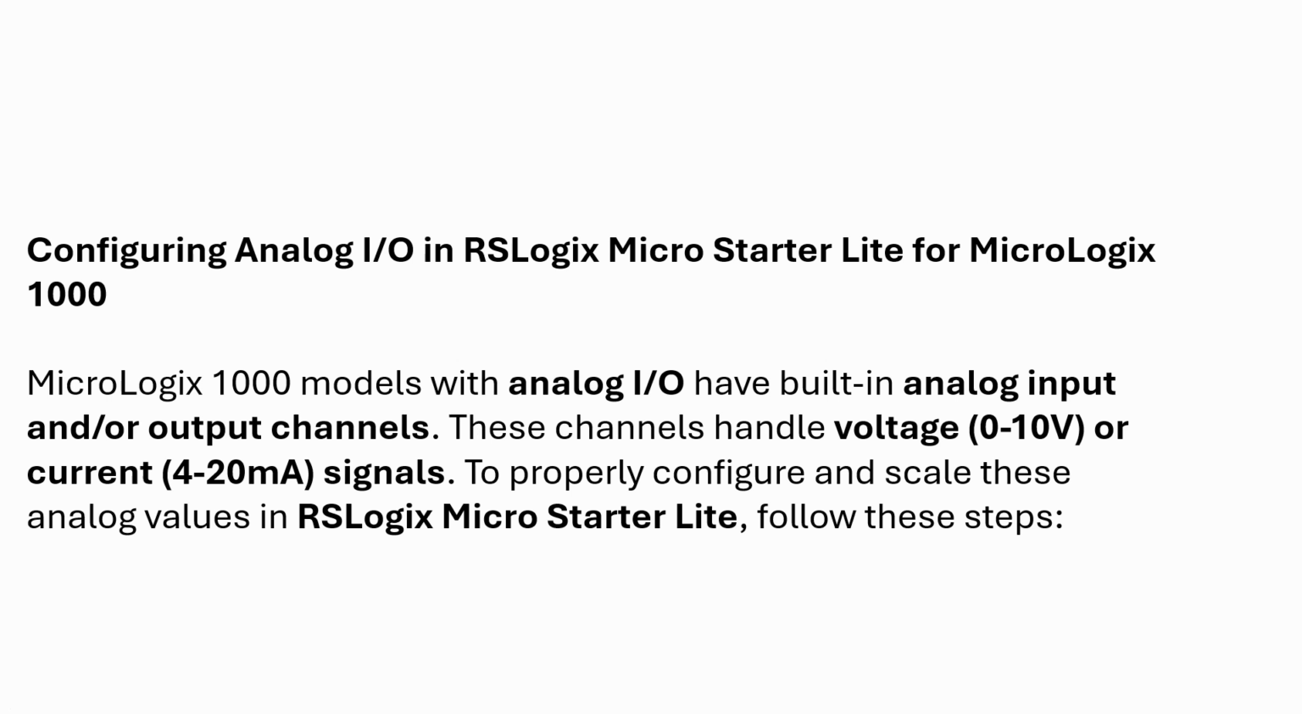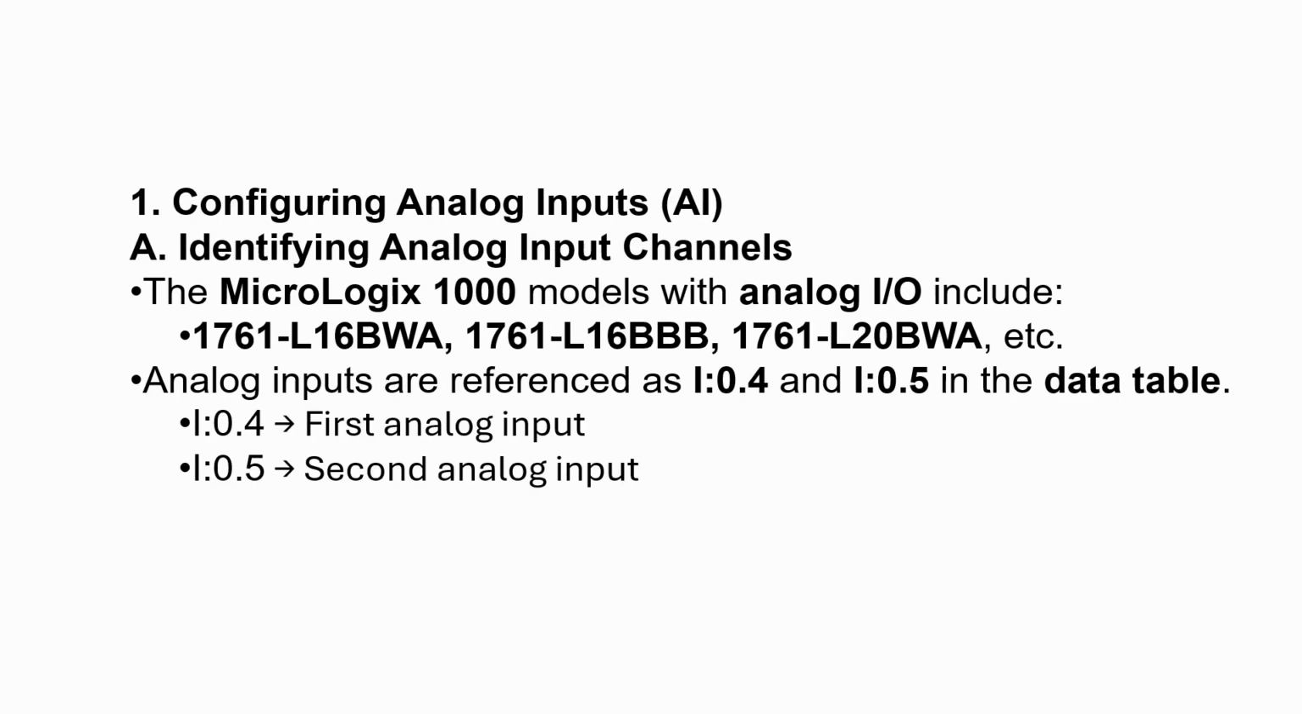Configuring analog I/O: your MicroLogix 1000 models that have analog I/O have built-in analog input and/or output channels, depending on the model. These channels will handle either 0 to 10 volt DC or current signals, 4 to 20 milliamp signals, and to properly configure and scale these analog values in RSLogix Micro Starter Lite, you want to follow these steps.